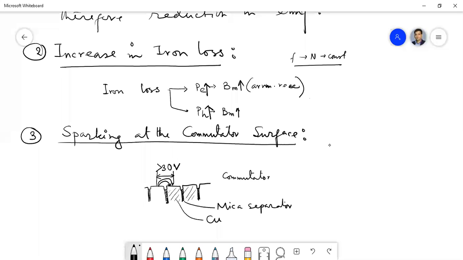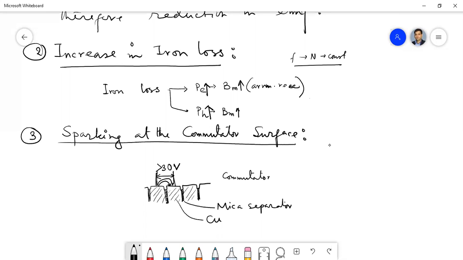So if the voltage between the conductors connected to two consecutive commutator segments is beyond 30 volt, then there is every possibility of puncturing this mica insulation, and there is every possibility of sparking.